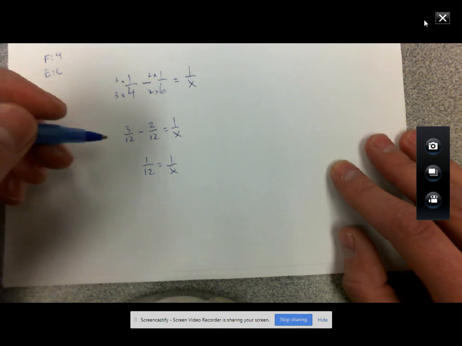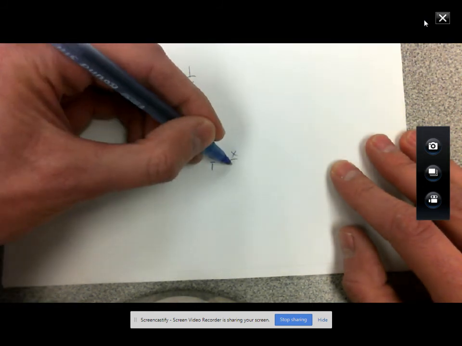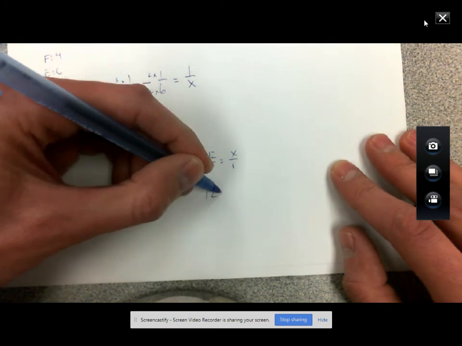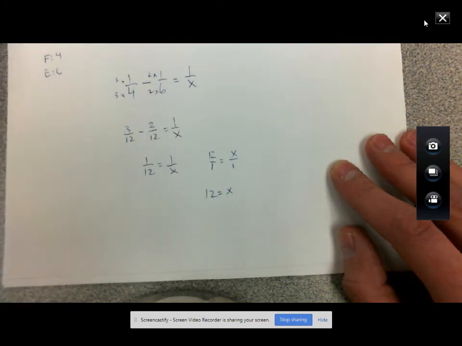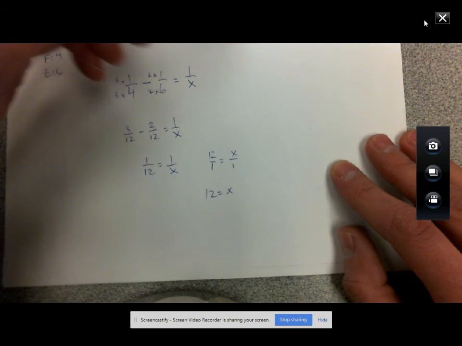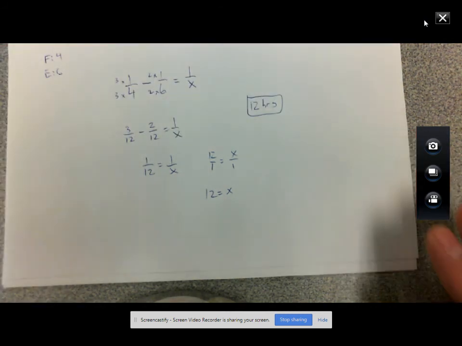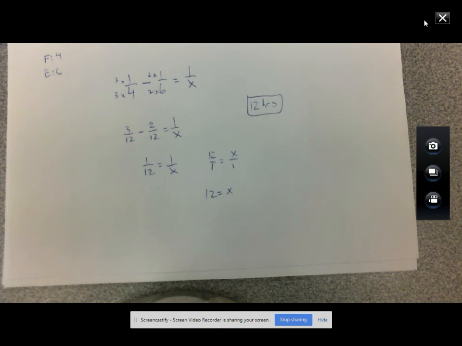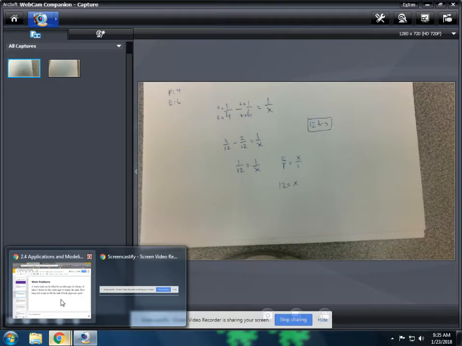If I reciprocate both of those fractions or both of those ratios, I get the same thing. You could cross multiply and divide as well, and I should label this. So how long will it take? It'll take 12 hours. It'll take 12 hours to fill the tank if you're emptying it at the same time. I don't know why you would do such a thing, but there you go.